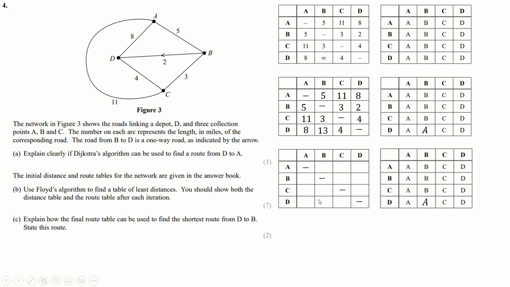Now we'll keep the B's the same. I've copied this table here, and again I'm just going to replace anything that needs replacing. From A then to C is currently 11. If we go to B first and then to C, that's 5 plus 3, which is 8, so that's good. We'll replace that with a B.